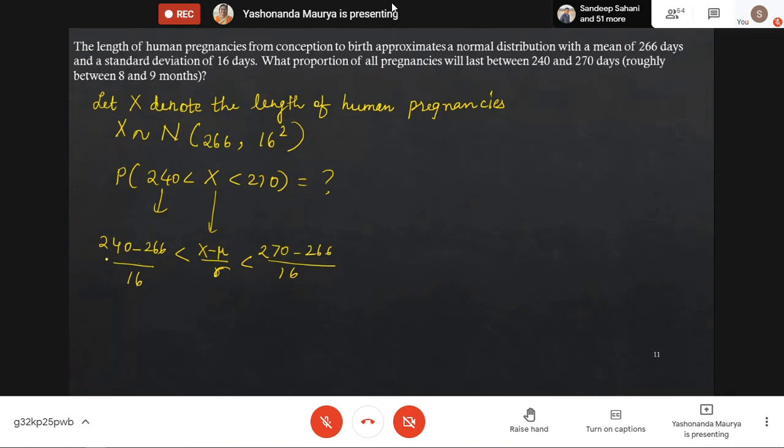It's a different number. Okay. 240 minus 26. So divided by 16 is this answer. So this value turns out to be minus 1.625 Z, and here what we have is, this is 4 by 16. 4 by 16 is 0.25.